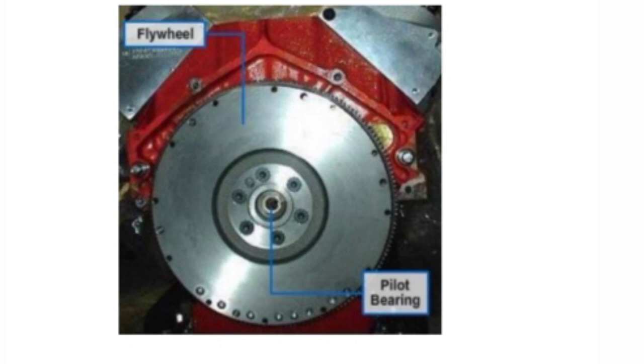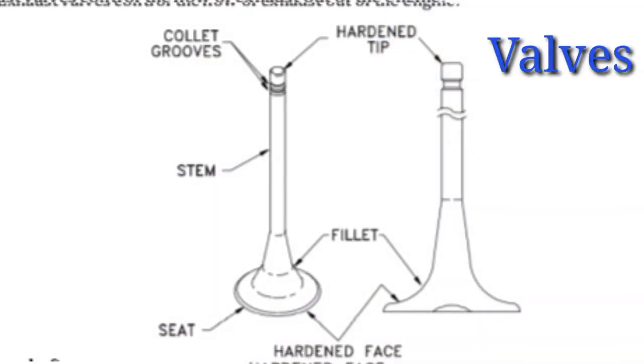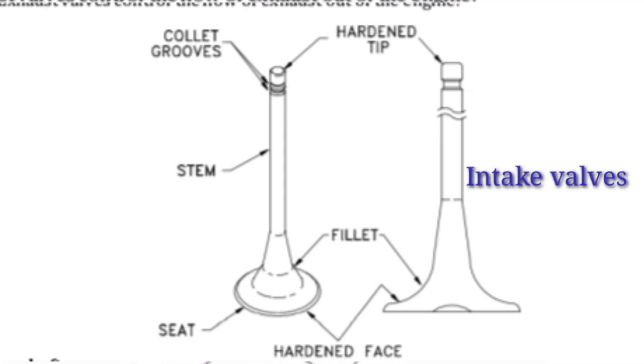Flywheel. It is a big wheel mounted on the crankshaft, whose function is to maintain its speed constant. It is done by storing excess energy during the power stroke, which is returned during other strokes. Valves. Valves can be divided into two groups. Intake valves control the flow of the air or gas mixture into the engine. Exhaust valves control the flow of exhaust out of the engine.